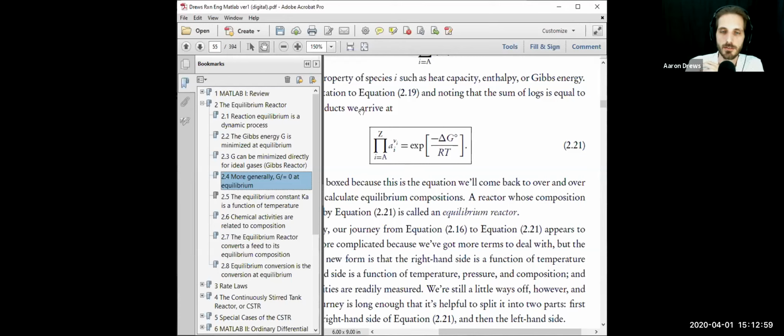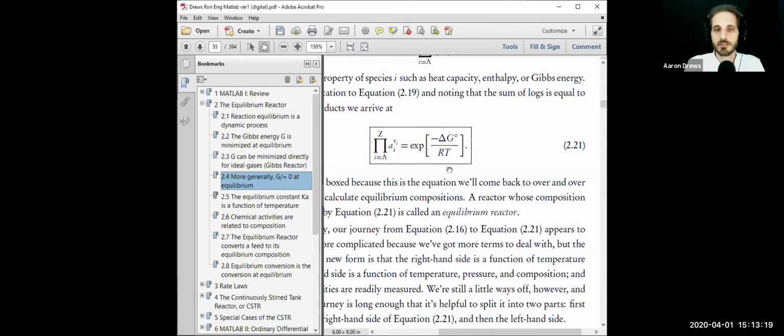And then in the remaining 2 or 3 lectures, we'll work on the left-hand side, which is the activities. So we're just going to be calculating the right-hand side of 2.21, the exponential of minus delta G over RT. There are lots of different ways to calculate that. If you look mostly in thermo books, you'll see 2 or 3 different ways to calculate that.